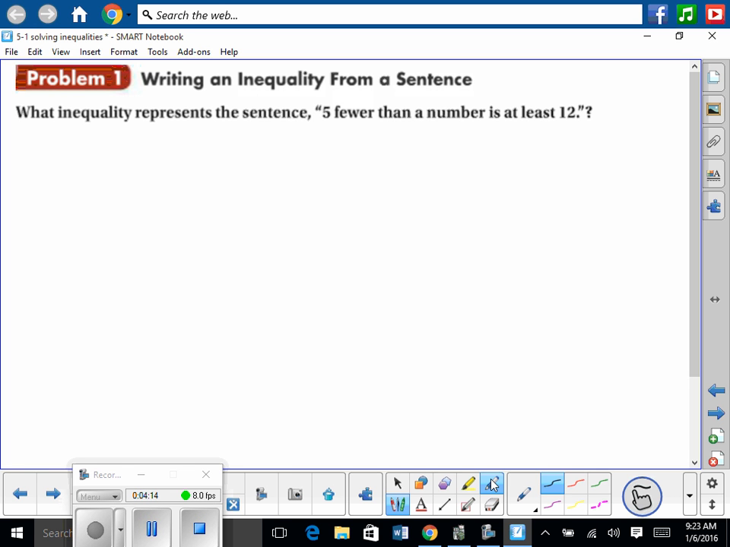Then a number. Do we have any idea what that number is? No, so that's where I start. I say, okay, I have a number x. Is everybody good with that? I have a number x. And 5 fewer than that number, so 5 fewer would be taking that amount and subtracting 5, right? Is everybody comfortable so far?